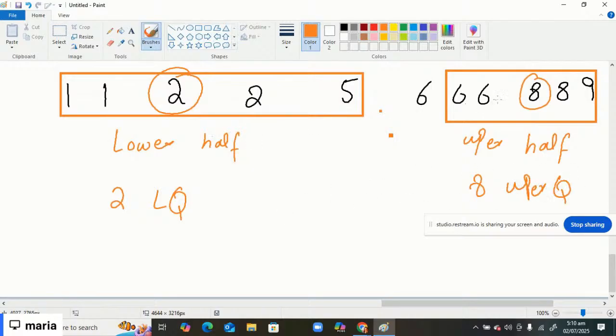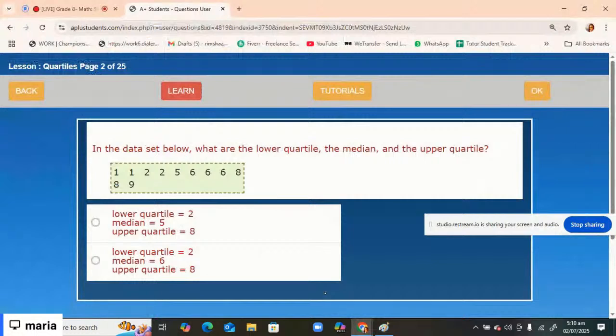Now what is the median? Median is already given, the middle number, 5 from this side, 5 from this side. So 6 is our median. Let's see 2, 6, and 8. Is there any option for 2, 6, and 8? Lower quartile is 2, median is 6, and upper quartile is 8. Yes, this is the answer. And see, this is the right answer.